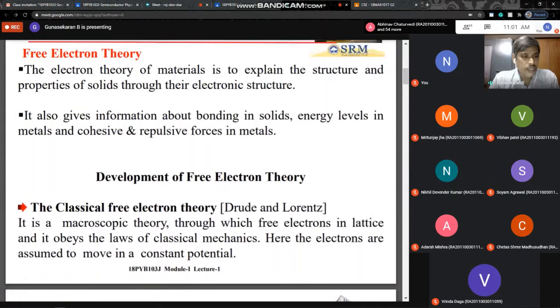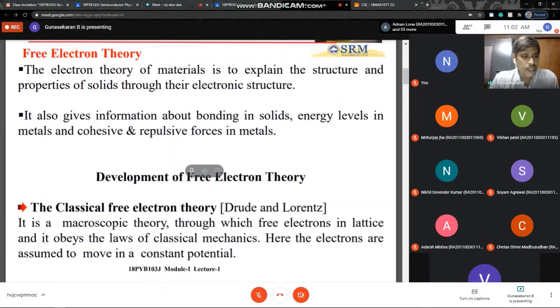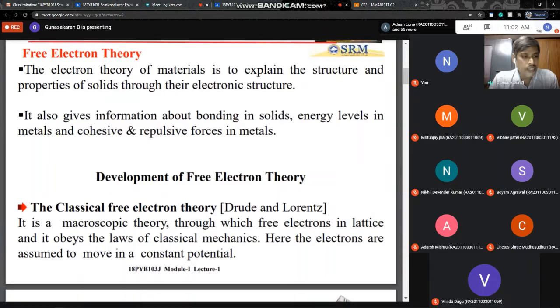In the kinetic theory of gases, the gas is made up of atoms or molecules that are free to move, and you have studied many points there. Now they follow the same approach. In 1900, Drude and Lorentz proposed the first step of the free electron theory, and based on this theory they successfully explained electrical conductivity and thermal conductivity.